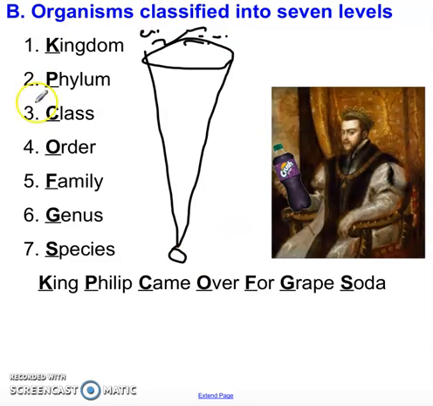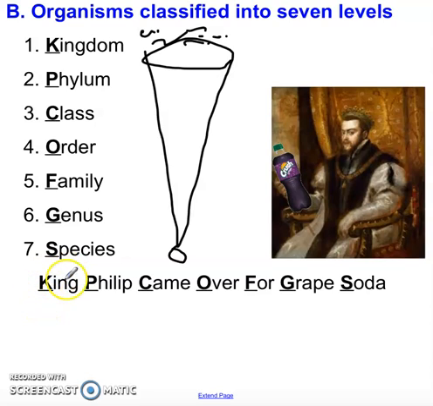One way to help you remember the 7 levels of organization in order is to use a mnemonic device. So I have created one. King Philip came over for grape soda. I drew a picture to maybe help you remember. Here's King Philip. He's coming over with some grape soda.